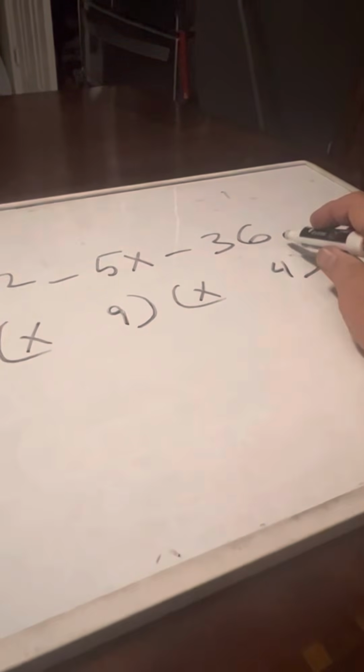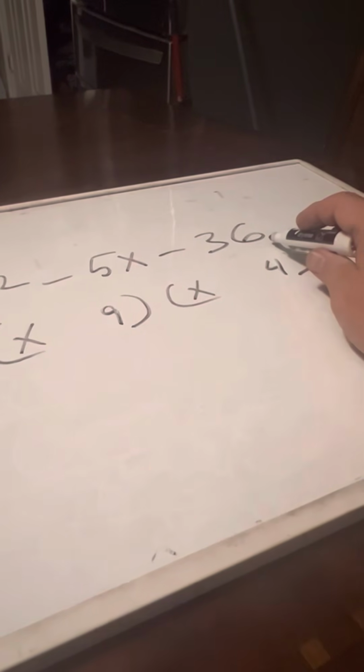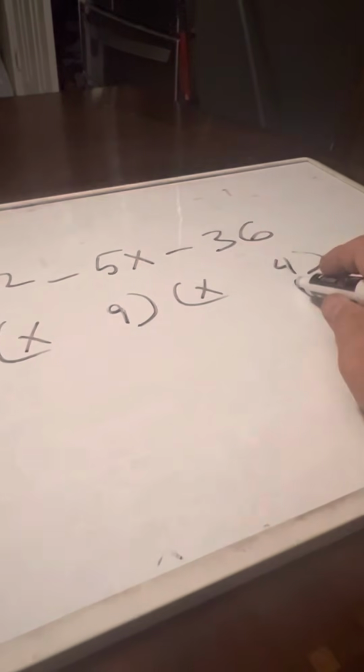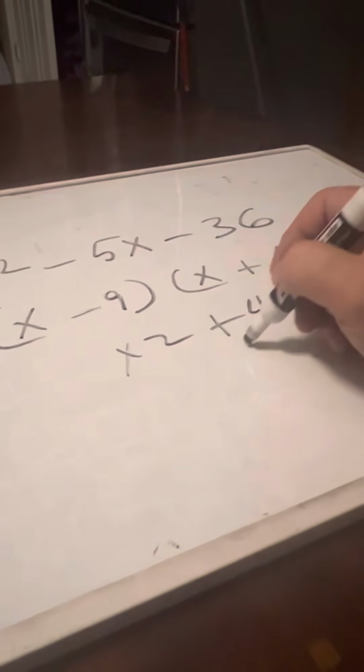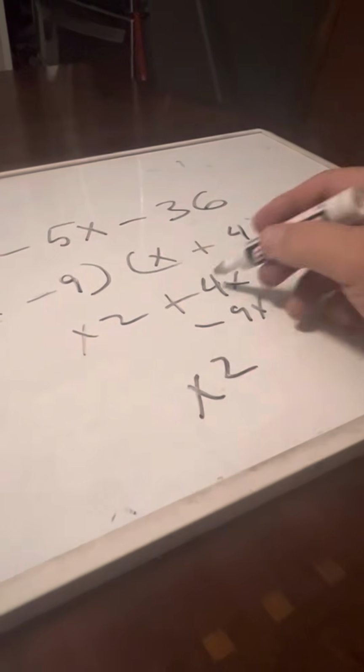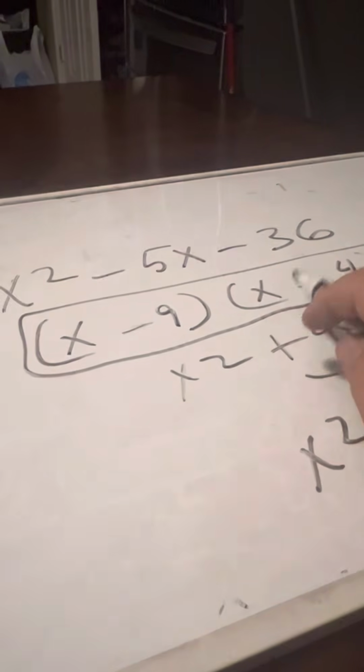Because 9 times 4 is 36, right? I think it is. 9 times 4 is 36. And 9 minus 4 would give you 5. So let's make the 9 negative, and let's make the 4 positive, and let's see if this works. X squared plus 4x minus 9x minus 36. X squared minus 5x minus 36. That is your answer right there. X minus 9, x plus 4.